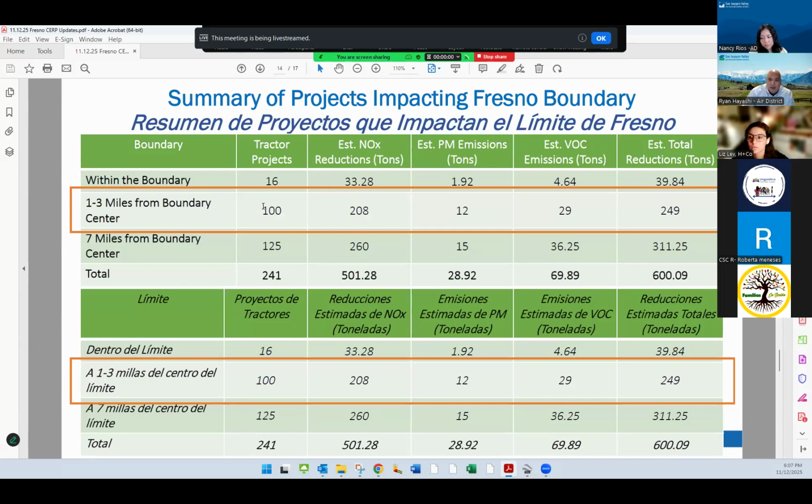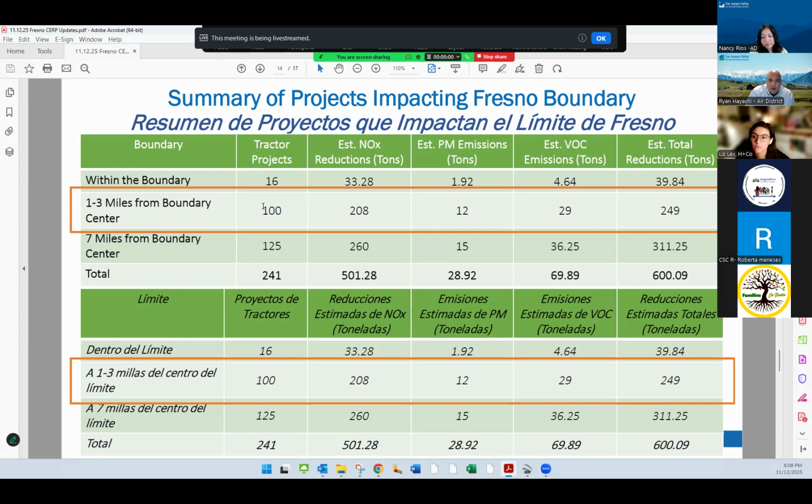Thinking back, within the boundary, we have about 16 projects that we could potentially fund. And just from those 16 projects, you'd be able to get about 40 tons of emission reductions: 33 tons of nitrogen oxide emissions and 1.92 PM emissions. A portion of that is diesel particulate matter, which is that really cancer-causing type compound.